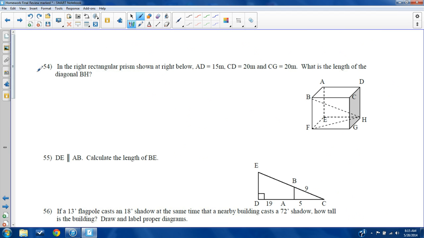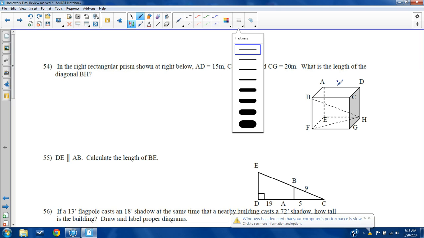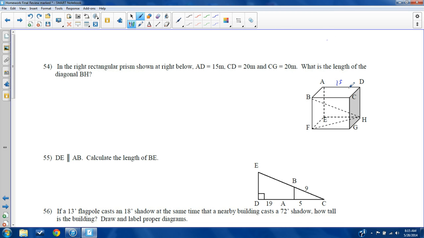Okay, last page. This one's interesting. This is a question that I asked you to try and do in your very first test. It was in written form. It was a very hard question. In the right rectangular prism shown right below, AD is 15 meters. So let's start writing these. Hope this doesn't kill my time. Hopefully these problems aren't too long. AD is 15. Now this is a rectangle, so BC is also 15, if that helps. CD is 20.